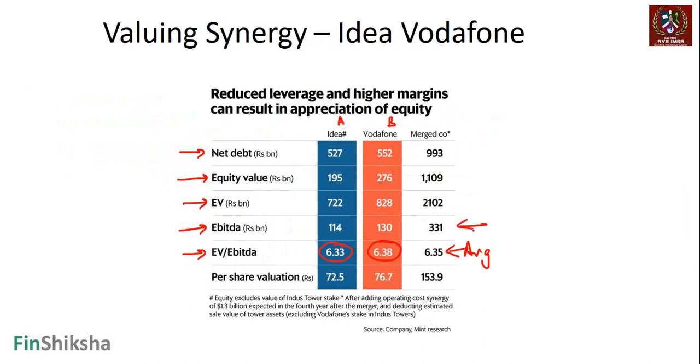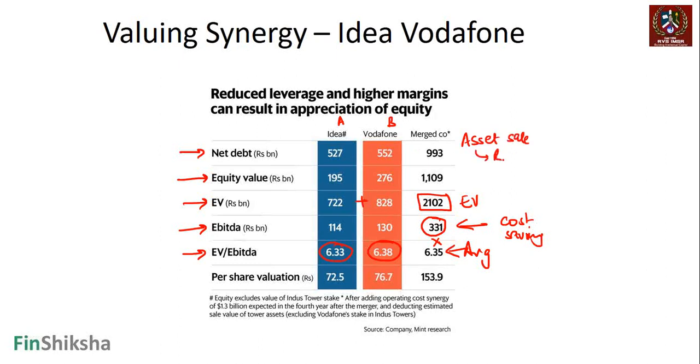You find that there is cost saving, right? There is cost saving that is happening because of the firms merging, and that results in EBITDA going up. This EBITDA into 6.35 gives me the new enterprise value of the combined entity. You see AB is greater than A plus B, right? Because of the two companies getting together, there are some asset sales that could be done because there are duplicate assets.